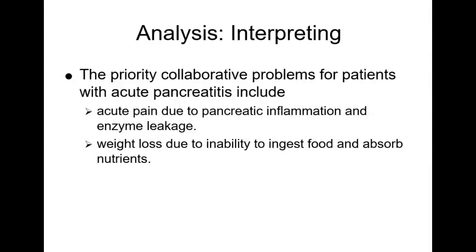This recording covers part 2 of acute pancreatitis. The priority collaborative problems for patients with acute pancreatitis include acute pain due to pancreatic inflammation and enzyme leakage, and weight loss due to inability to ingest food and absorb nutrients.